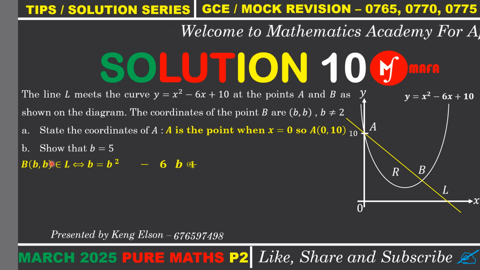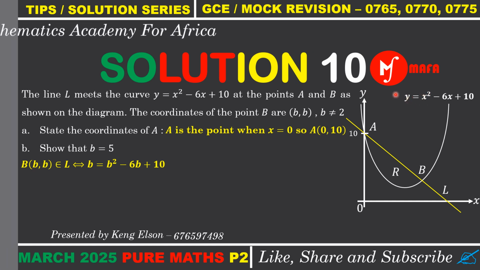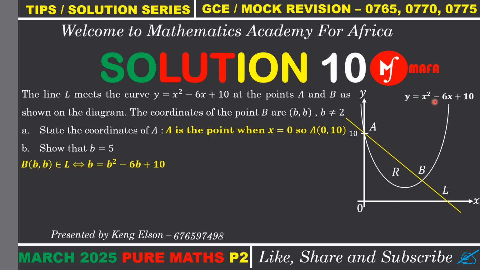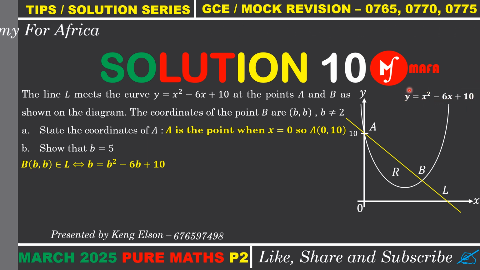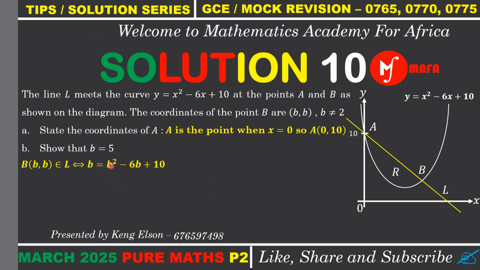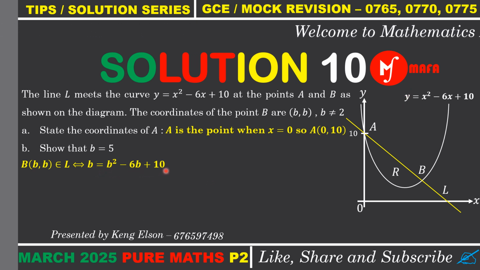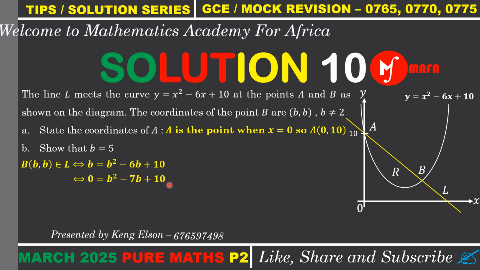So we write our statement that the point B belongs to the curve if and only if when the x coordinate is b, the y coordinate is also b. So we just have to replace the x coordinate with b. You are going to have b squared minus 6b plus 10, and we equate the y coordinate with b as well. So b is equal to b squared minus 6b plus 10. We are going to subtract b on both sides. We get 0 is equal to b squared minus 7b plus 10.